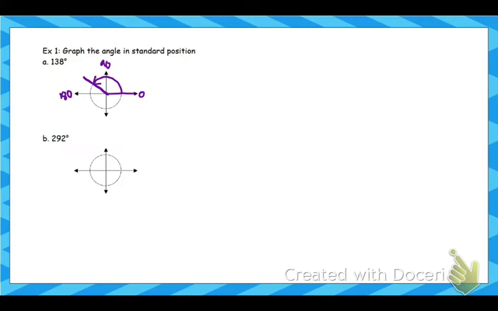All right, let's try the next one, 292. So we're going to start at 0, and we're going to go past 90, past 180, past 270. Our terminal side would be in between 270 and 360.